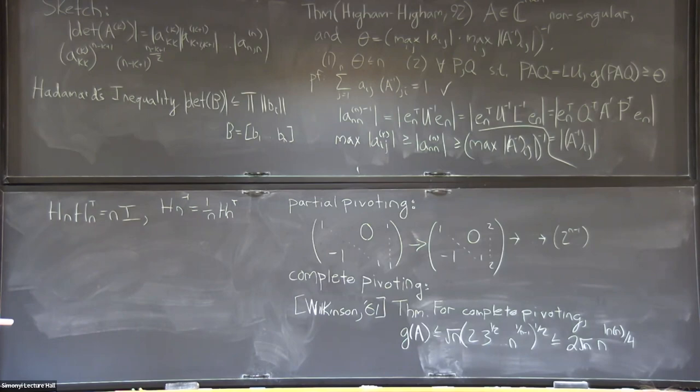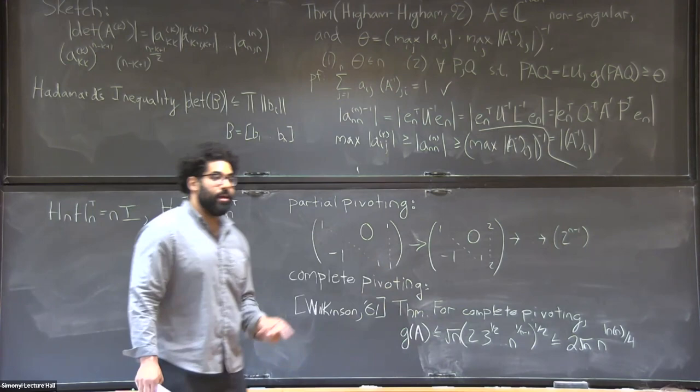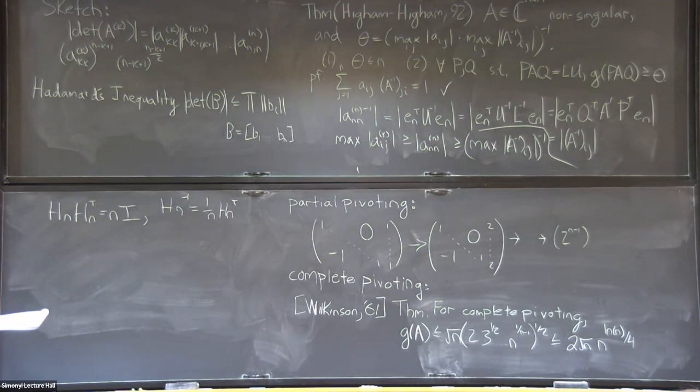Okay. So what do we have so far? We have this Wilkinson bound that gives us this sort of super polynomial estimate, and we have a lower bound of n that's achieved by Hadamard matrices. And so it was actually conjectured that this growth factor is actually really n. So n is really n.